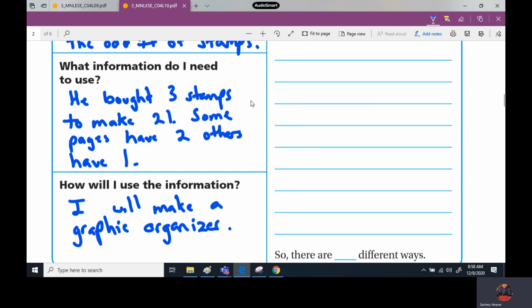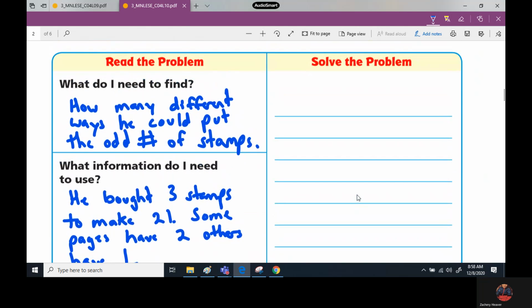But we're gonna make a chart kind of like we did, but instead of making it equal 18, we gotta make it equal 21, and it's gonna be a little bit different because odd numbers are a little bit different to do. Might be a little bit more. So right here, this is where I want you to focus on.